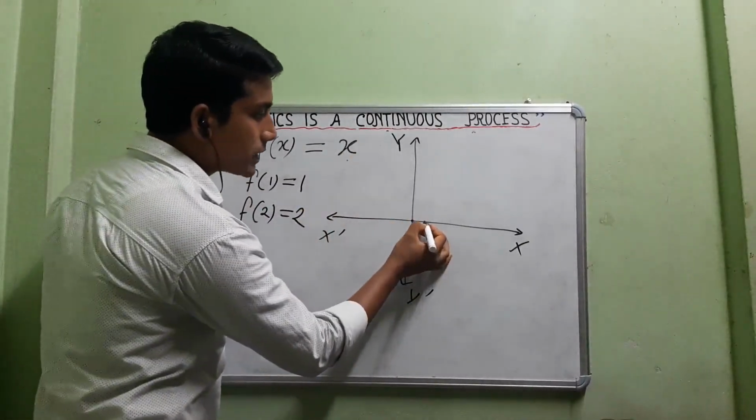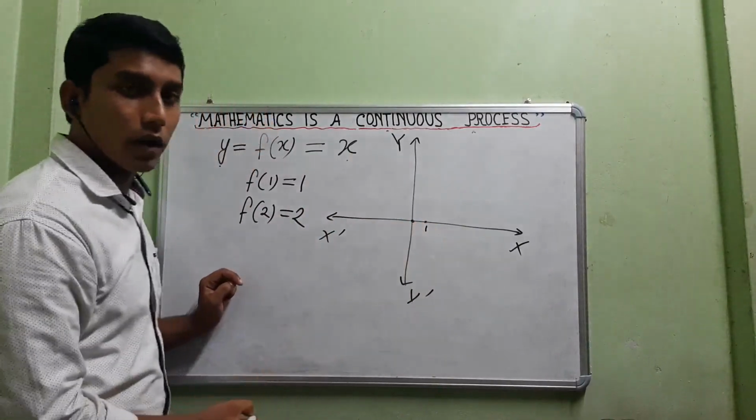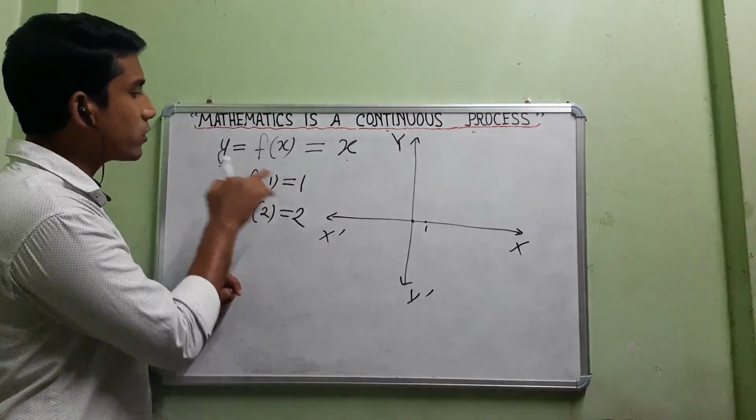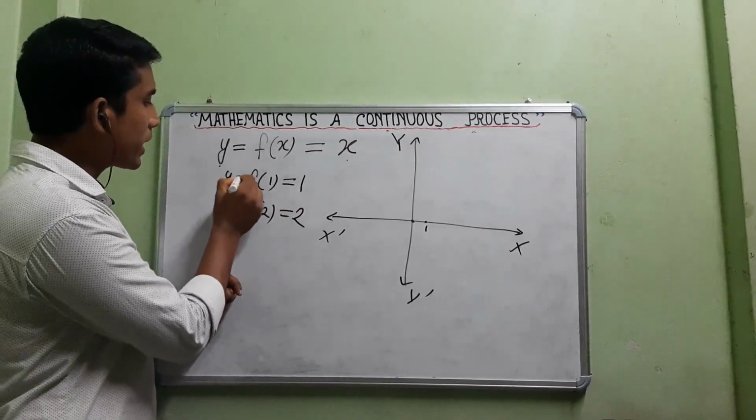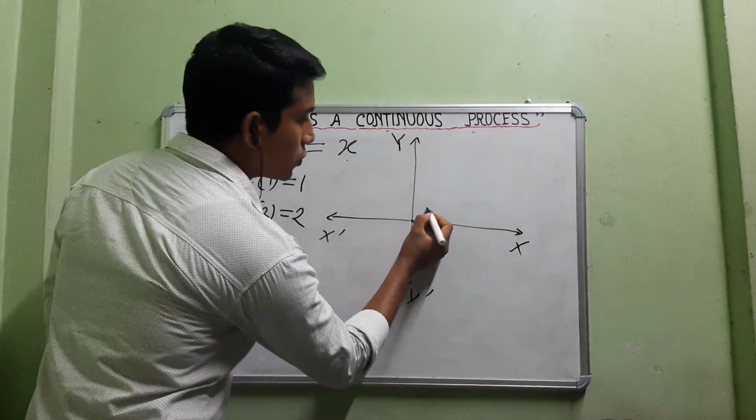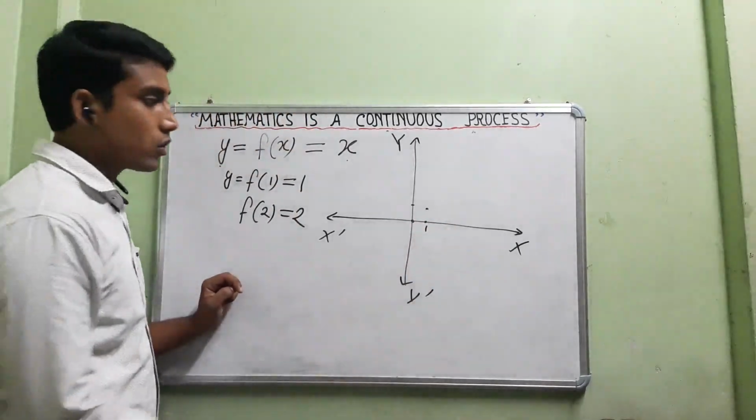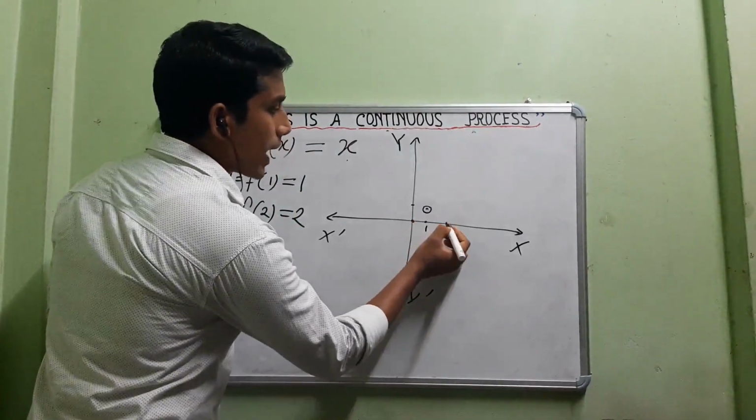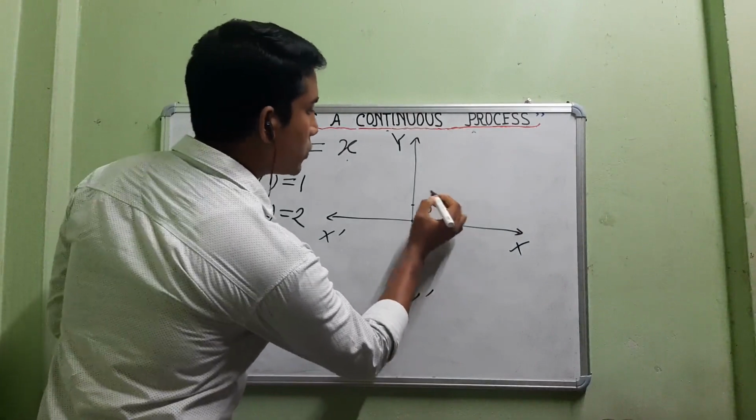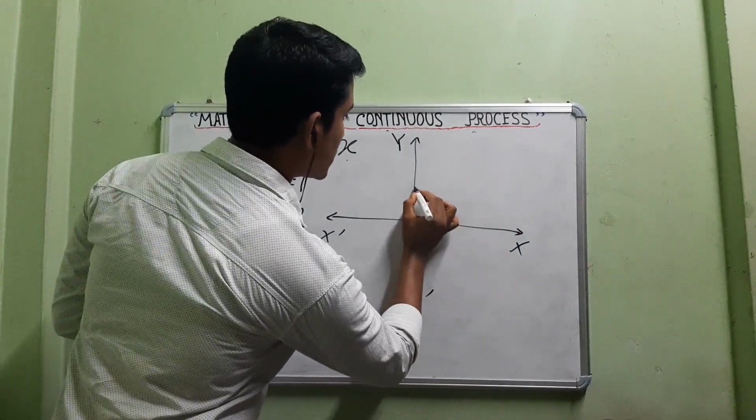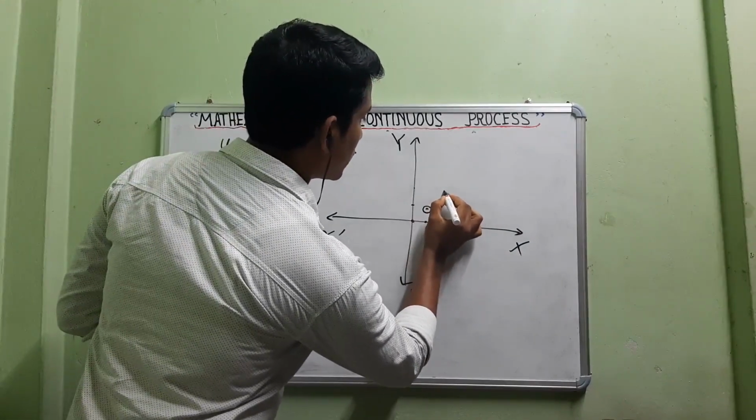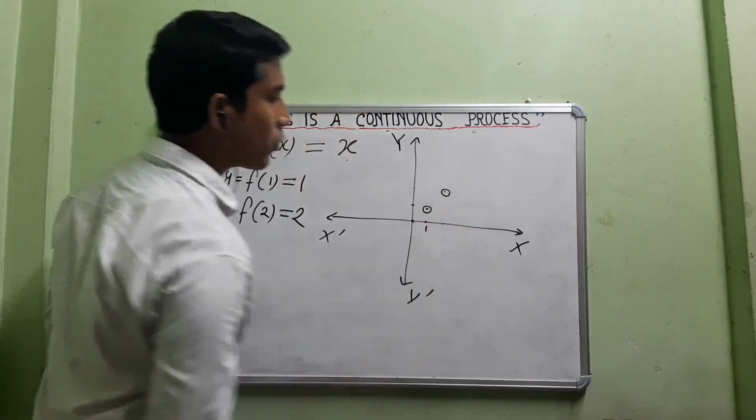Now I am taking x equal to 1. This is the point 1. I have taken x equal to 1, so y is coming again 1. So I will put 1 there. Suppose this is the point 1. Then I am taking x equal to 2, then y will be 2, suppose this is the point 2.